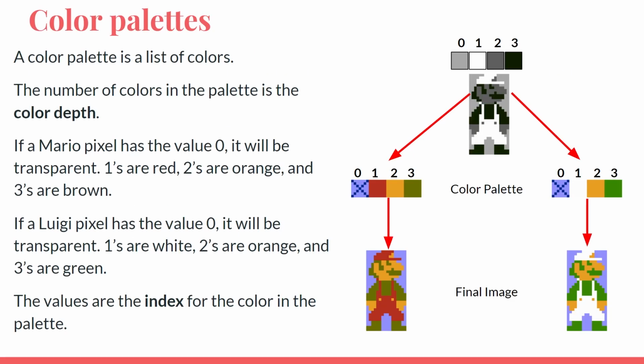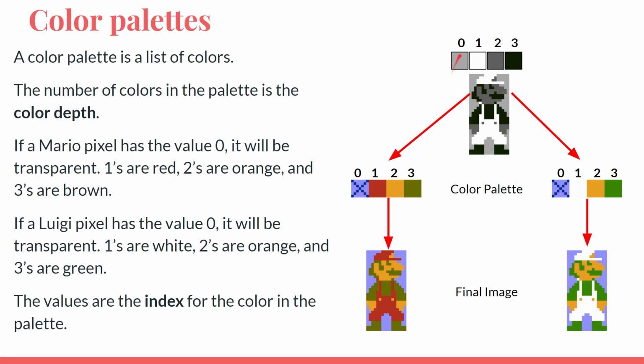We said that the values of a pixel, the number assigned to a pixel, can refer to a color. But how does it actually do that? Well, there's something called a color palette that tells us how to get from a number to a color. For example, in this image, depending on which color palette we apply to it, we can end up with either Mario or Luigi. Now, the underlying image is actually the same. The only thing we changed was the color palette, the mapping of numbers to colors.